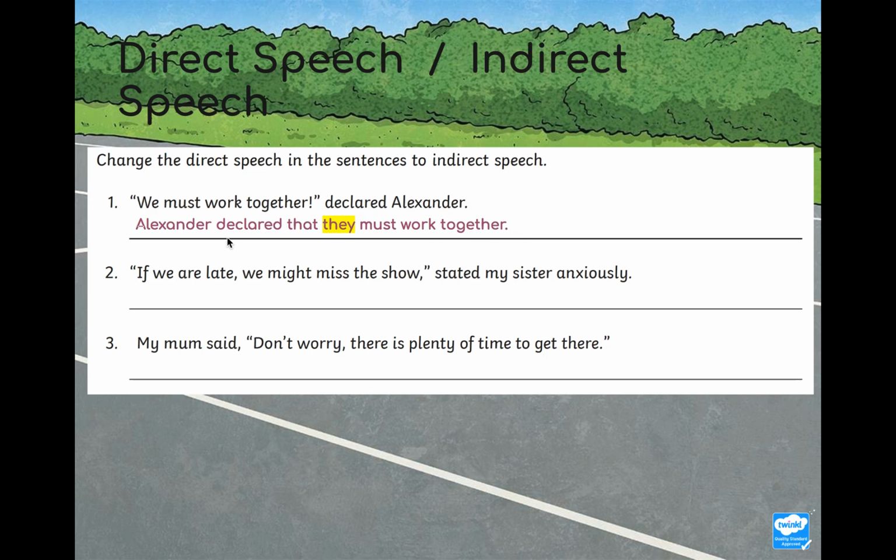So when you're taking a look at the other examples, take a look. It has we here. We can change that. My mom said, "There's plenty of time to get there." Remember our last lesson, we talked about how there might be changed to the word here when you're changing it to indirect speech. Okay, well, good luck and just try your best. Ask your teacher if you have any questions.